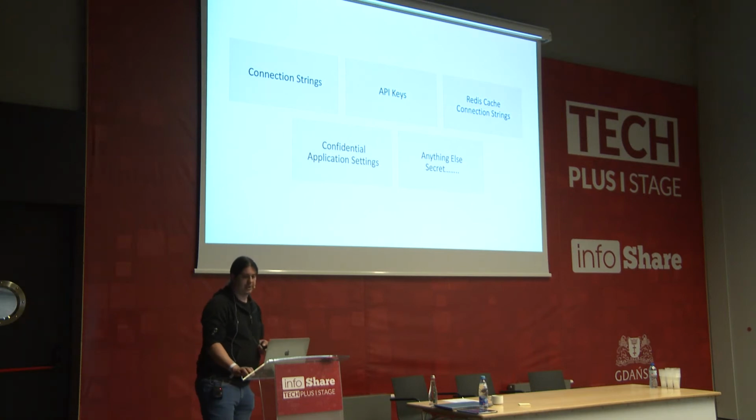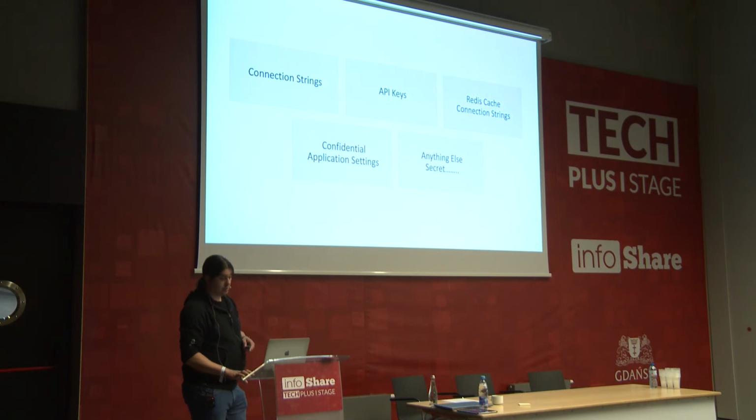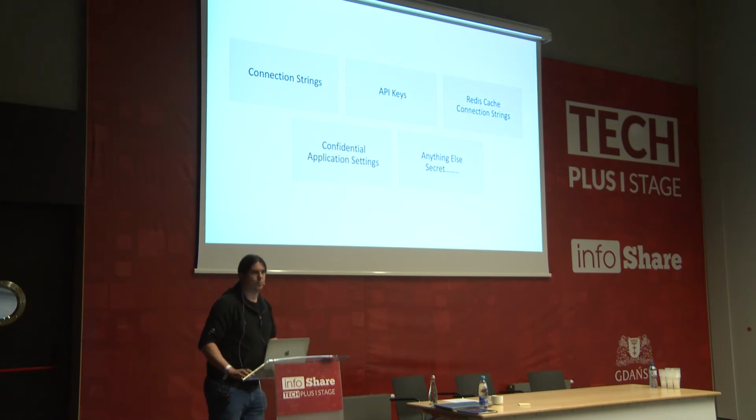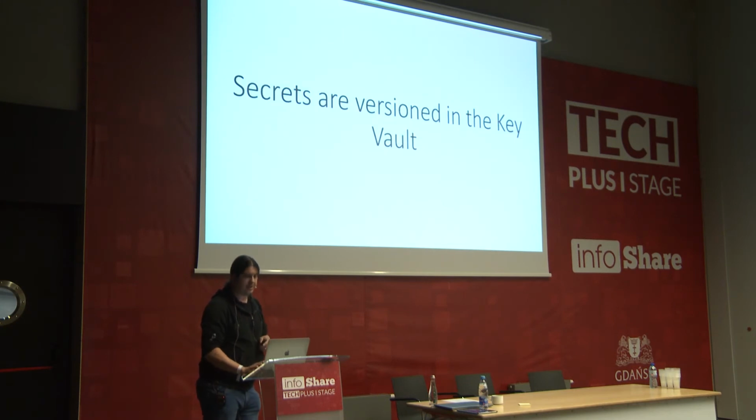So you might want to store things like connection strings, API keys, Redis cache connection strings, or just anything that's confidential that you ordinarily wouldn't want to have in a config file. And secrets are also versioned, so if you write the same secret twice with the same ID name, then you'll get a version history of it as well, which you can make use of.